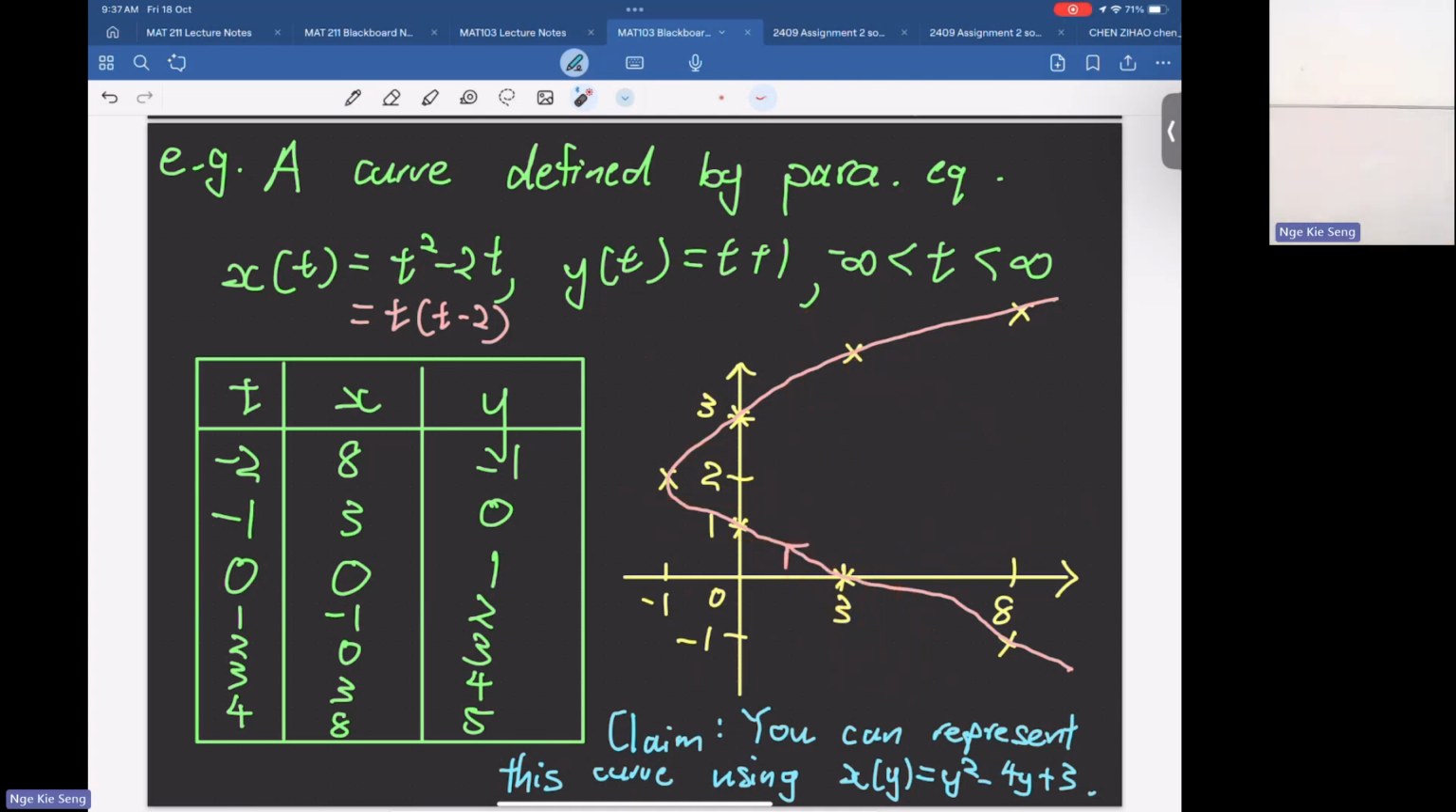But for this part here, do you know how to get this? You learned in AAG how to get this.